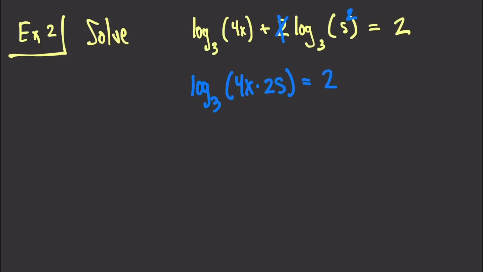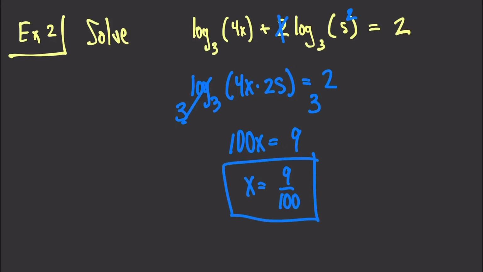and that equals 2. The base of the log is 3, so I'm going to use method 2 and exponentiate both sides. That base of 3 will cancel log base 3, so now I have 4x times 25, which is just 100x. 3 squared is 9, and we simply have to divide by 100. x is going to be 9 over 100.